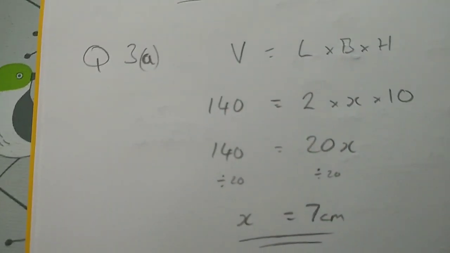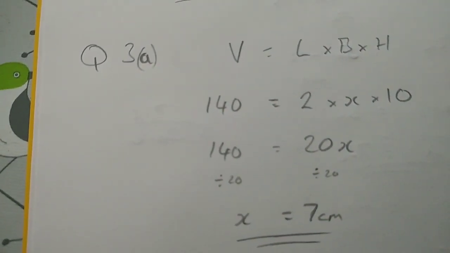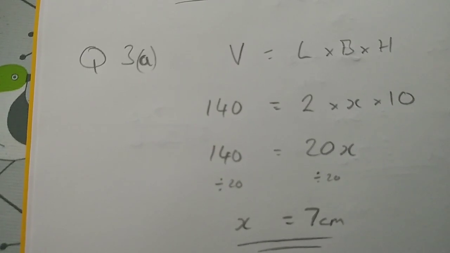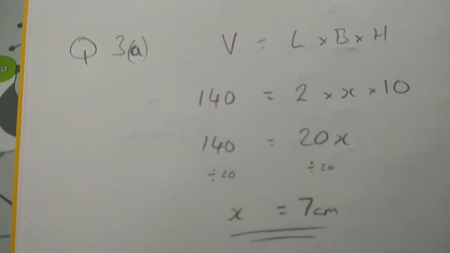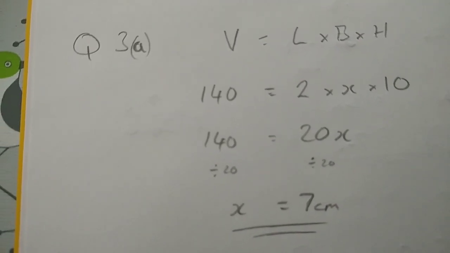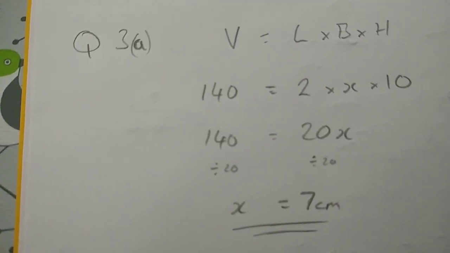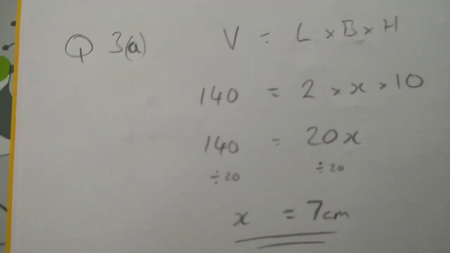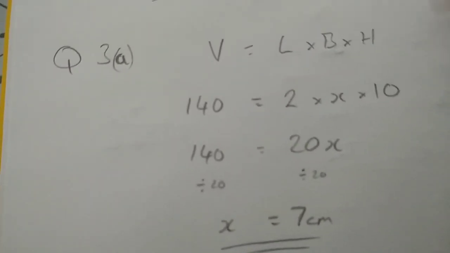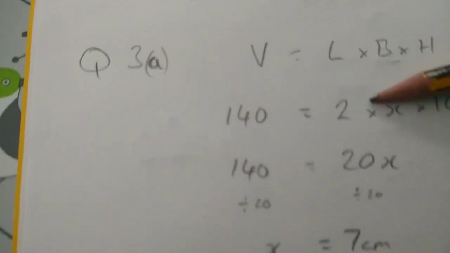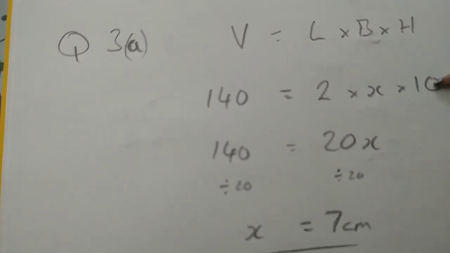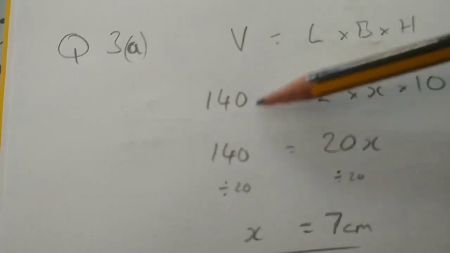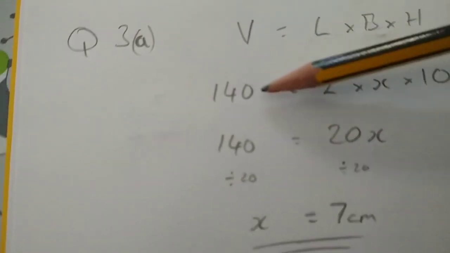Using the lengths and the volume I just mentioned, we know the volume is always length multiplied by breadth multiplied by height for a cuboid. So the volume is 140, so 140 equals 2 multiplied by x multiplied by 10. All I'm doing there is substituting in the length, the width, which is what we're trying to calculate, and the height, and also the volume.